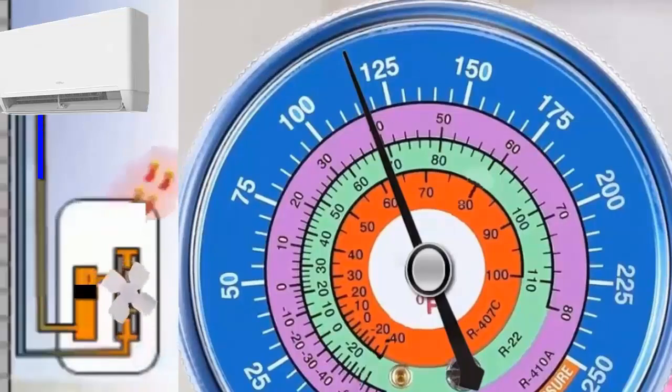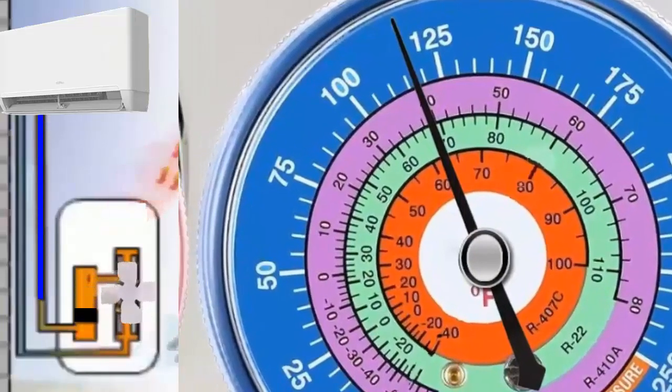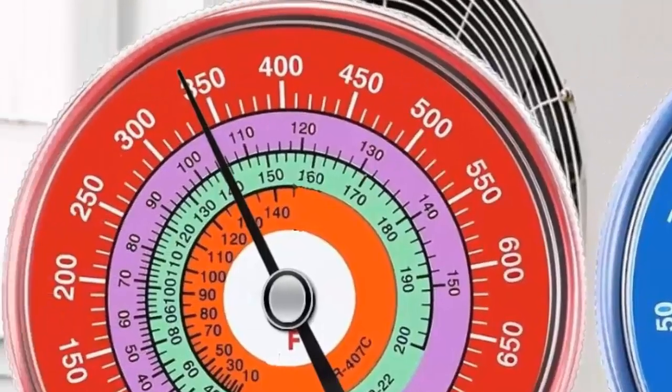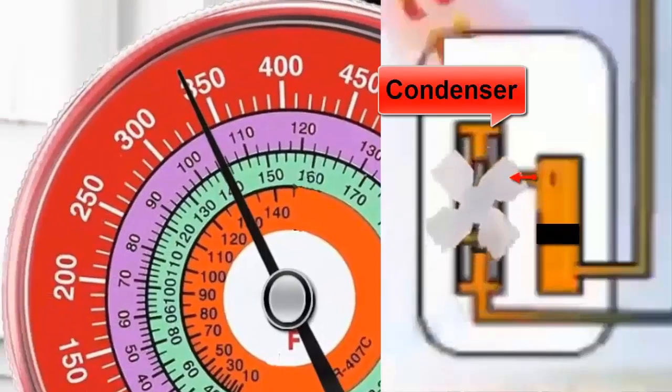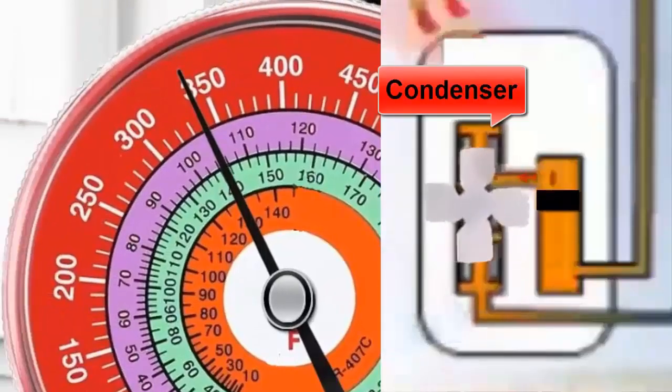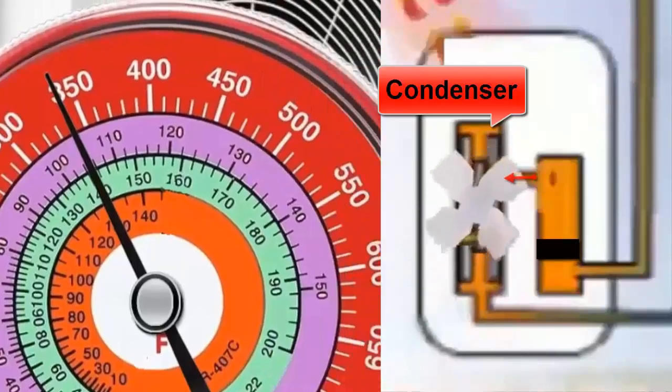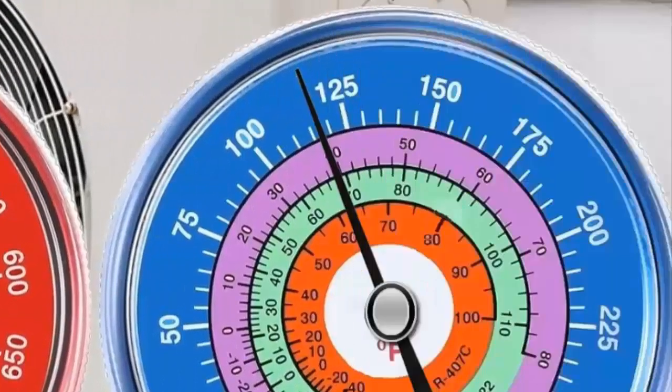B. When the air conditioner is running, the compressor draws refrigerant from the evaporator or indoor coil, generating the low side pressure. It then discharges the refrigerant into the condenser or outdoor coil, where the accumulated refrigerant raises the high side pressure.